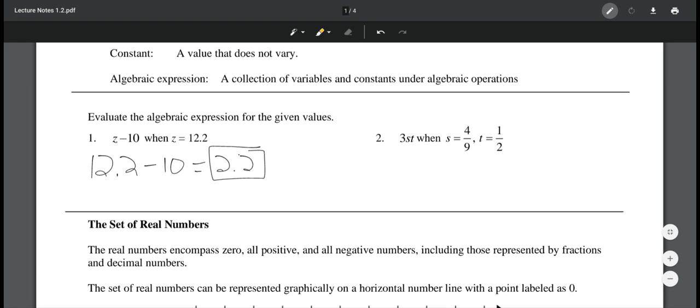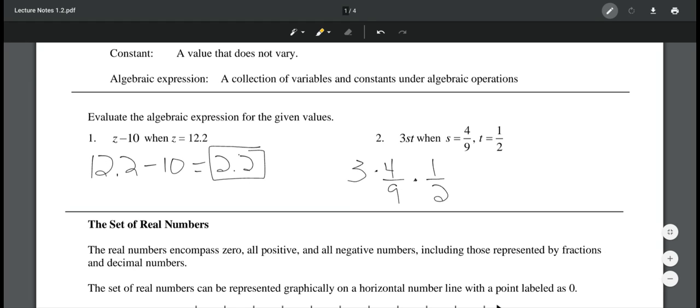In example 2, we have 3 times s times t. So we are going to be multiplying. So we're going to substitute 4/9 for s, and substitute 1/2 for t, and then multiply out. So 3 times 4/9 times 1/2. So I substituted s with its value. I substituted t with its value.